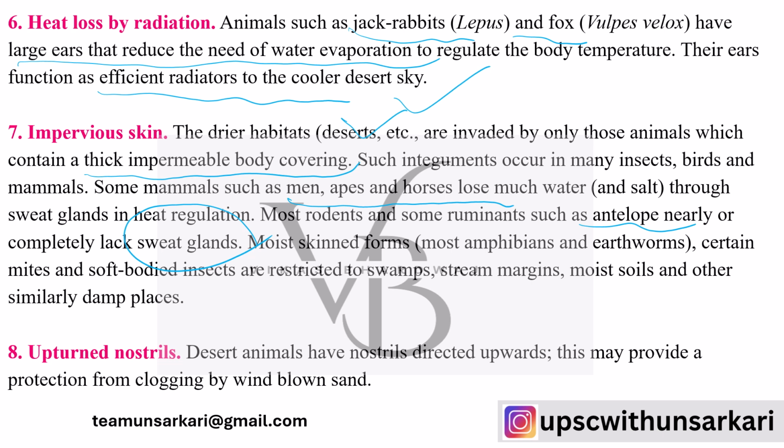Moist skin forms such as amphibians, earthworms, and even mites and soft-bodied insects are restricted to swamps, stream margins, and moist soils so that they can live very efficiently.